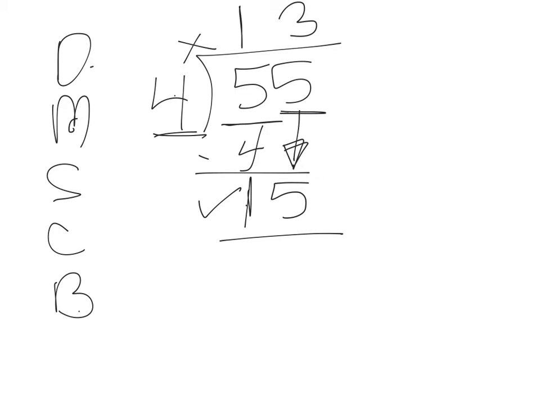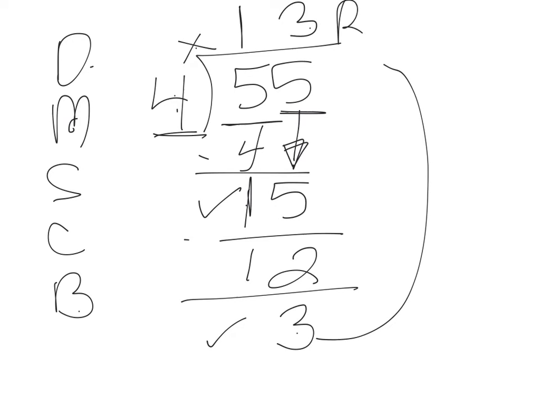So then I multiplied 3 times 4 is 12. I subtract, 15 minus 12 is 3. When I check, 3 is smaller than 4, so I'm good there. So here is my remainder, 3. So this matches my picture of 13 remainder 3.